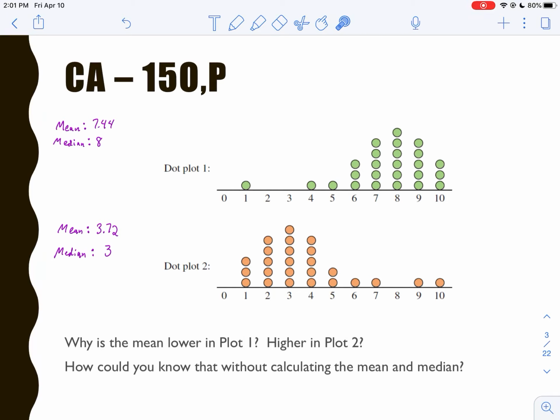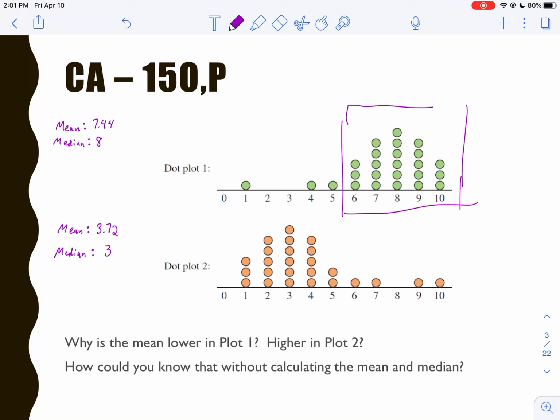If you look here versus here, why is the mean lower than the median in plot 1? So if you look at this data, why is the mean here lower than the median? And if you look at plot 2, it's the same question, only why is the mean higher than the median? And then it asks, how could you know that without actually calculating the mean and median? If you didn't know this, how would you know that the mean is higher here? And I'd like to encourage you to think about what we talked about in the last video.